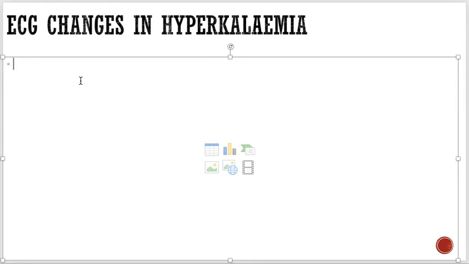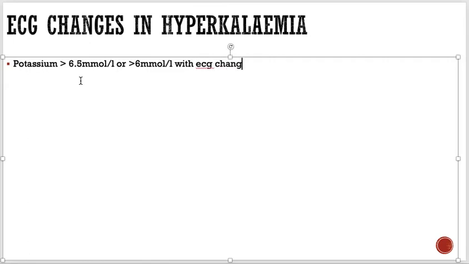So whenever there is hyperkalemia, especially when the potassium levels are more than 6.5 millimole per liter on the labs, or you see changes on ECG and the potassium is more than 6 millimole per liter, treat that. So when the potassium levels are greater than 6.5 millimole per liter, or greater than 6 millimole per liter with ECG changes, you will see the ECG changes yourself. Remember, treat that. This is very, very important.